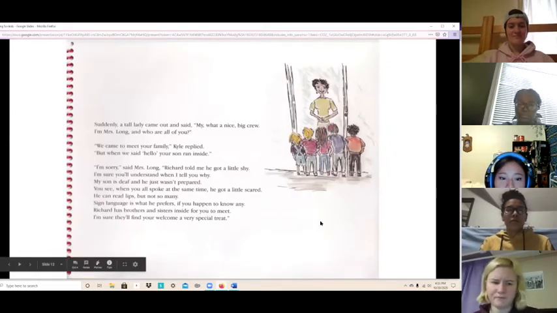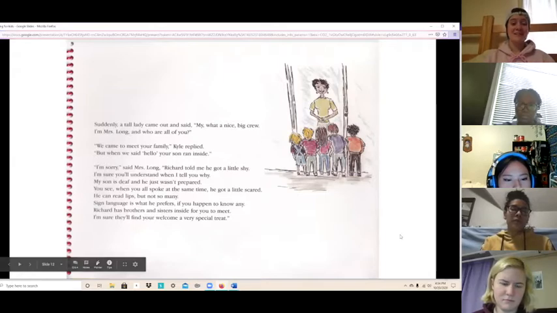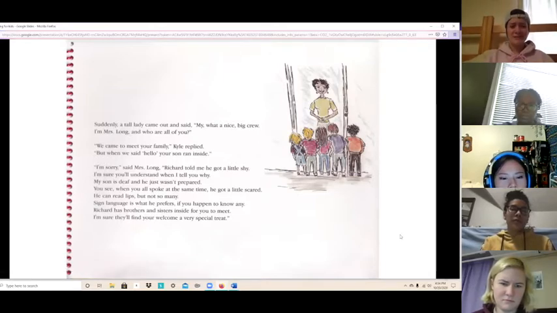Suddenly, a tall lady came out and said, "My, what a nice big crew. I'm Mrs. Long, and who are all of you?" "We came to meet your family," Kyle replied, "but when we said hello, your son ran inside." "I'm sorry," said Mrs. Long. "Richard told me he got a little shy.